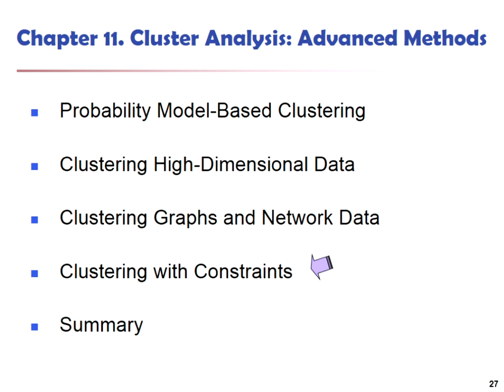So clustering with constraints means we want to make clustering but with some constraints, and these constraints are provided by the user. So for example, I want the object A and the object B to be in the same cluster, and the object C and the object D to be in different clusters. This is the meaning of a constraint. Is it clear?